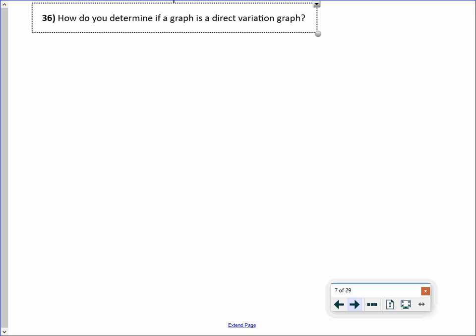Right, how do you determine if a graph is direct? If a graph is a direct variation graph, well, it's linear and it goes through the origin.